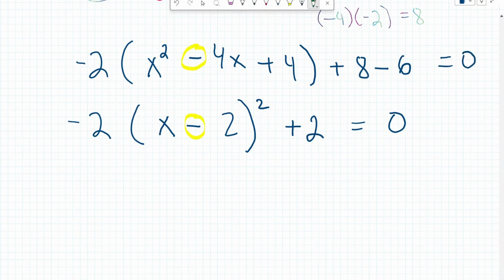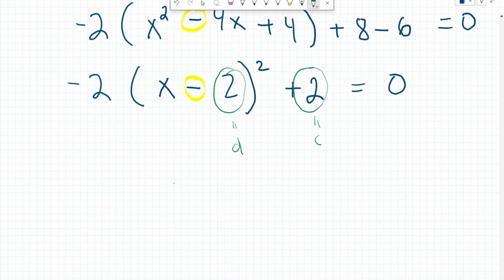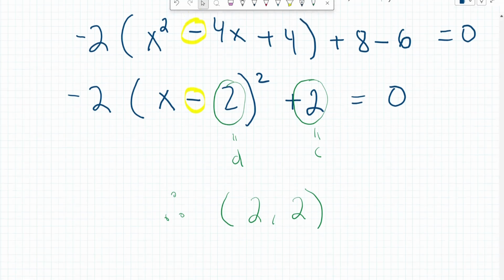So now let's grab our vertex. We remember that this is our d value, and this is our c value. Therefore, our vertex here is 2 and 2. So this is another example of how we can convert an equation that's in standard form into vertex form. In this example, our leading coefficient was a value other than 1, so we had to do the extra step to factor it out of our equation before we could go into the steps of completing the square.